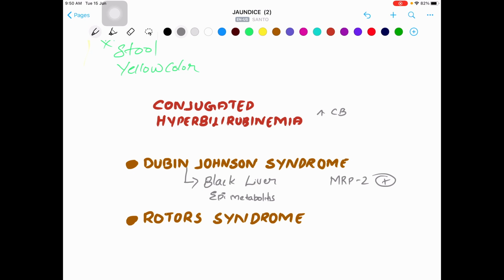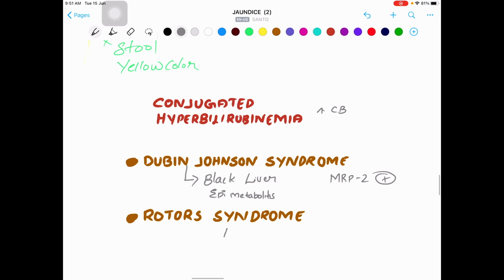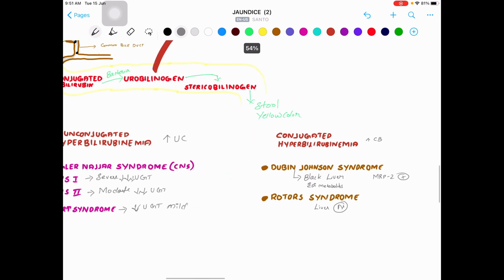Now let's discuss a few things about Rotor syndrome. Rotor syndrome is different from Dubin-Johnson syndrome. Here the liver looks normal. No deposition of epinephrine metabolite. It is due to a defect in the storage and transportation of bilirubin inside the hepatocyte. Then also the conjugated bilirubin is not released into the intestine or the biliary tract. The conjugated bilirubin will be increased in the liver. It can be spilled back into the blood.